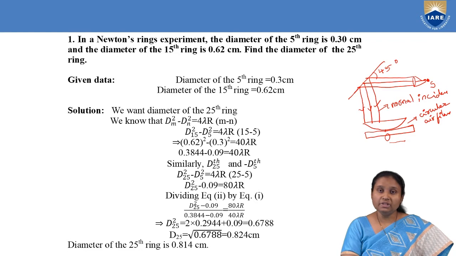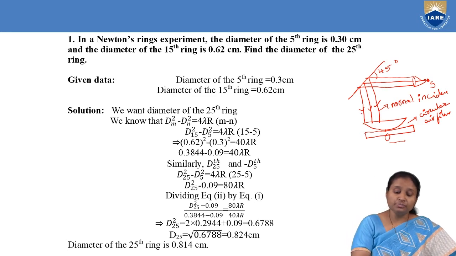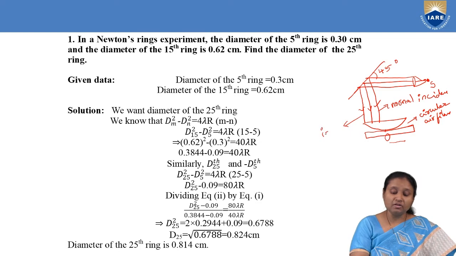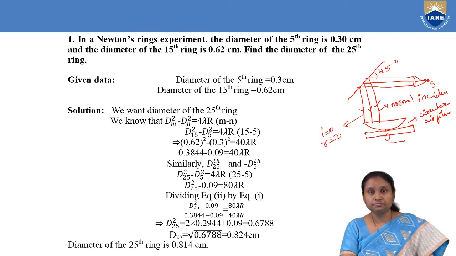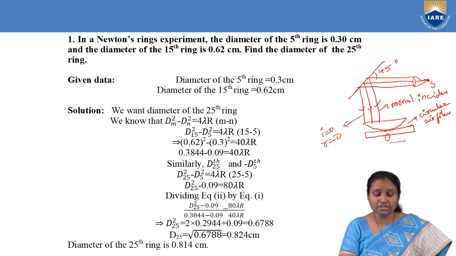Then what we are doing with this air film, we are exposing it to light which is made to fall normally. And how are we getting normal incidence? Light from the monochromatic source is made to fall on a plain glass plate held at 45 degrees inclination. And what do we mean by normal incidence? Where the angle of incidence and angle of refraction are equal to 0. So here the angle of incidence and angle of refraction is 0.